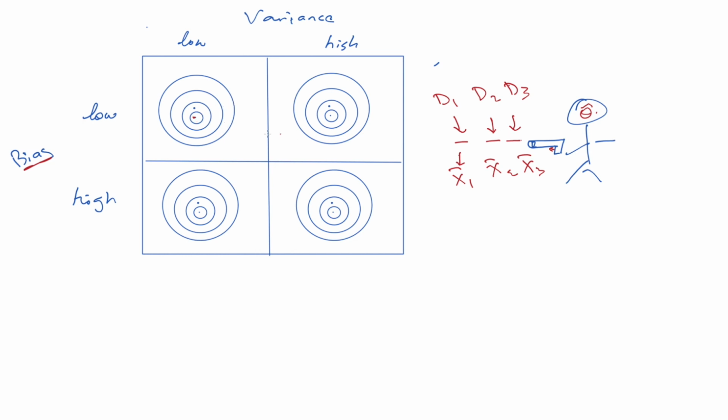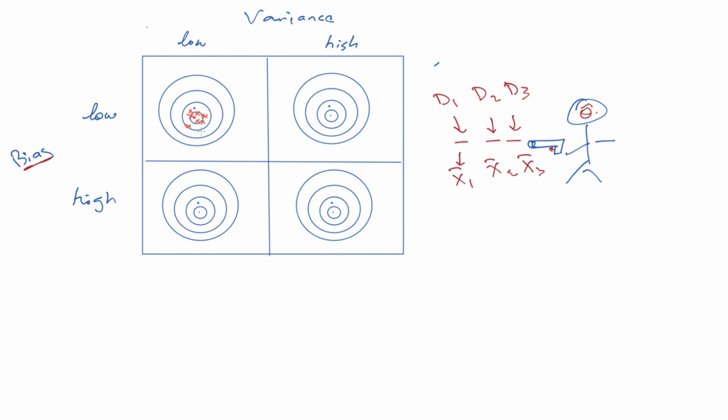So where do these bullets land? Well, low bias, low variance means that on this picture, we're going to land really close to the truth, and we're not going to be very spread out. So it's really tight around the center, around the truth.